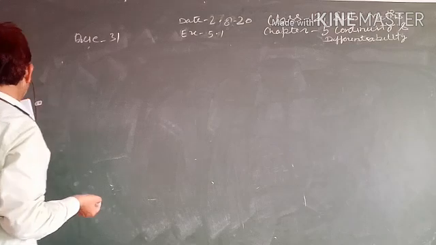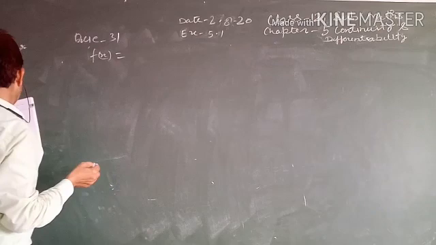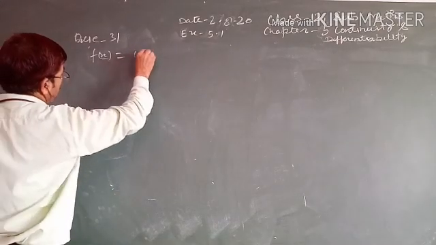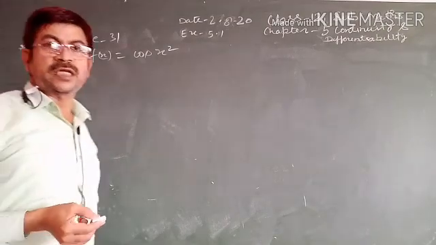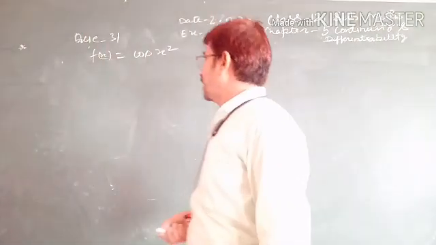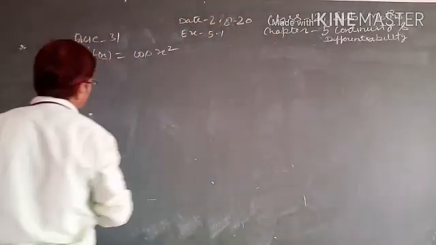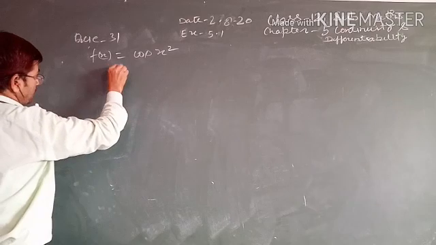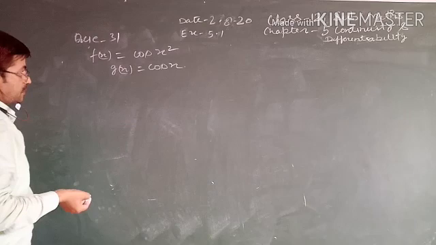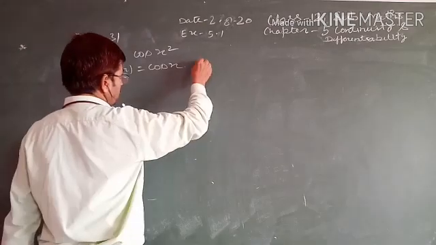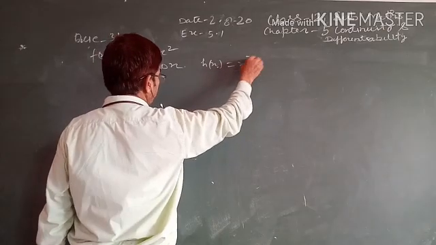Show that the function defined by f(x) equal to cos x square is continuous. It is the composition of two functions. One is cos, another is x square. Let us suppose g(x) equal to cos x and h(x) equal to x square.